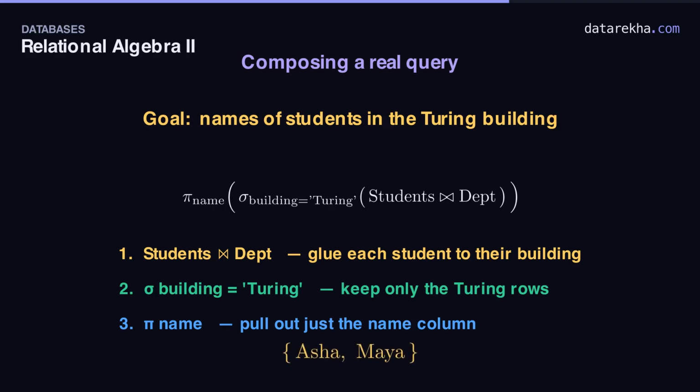Trace it through our data. Turing holds Asha and Maya, so the query returns Asha and Maya. Three tiny operators, chained, answered a genuine question. That composability is the whole point of relational algebra.